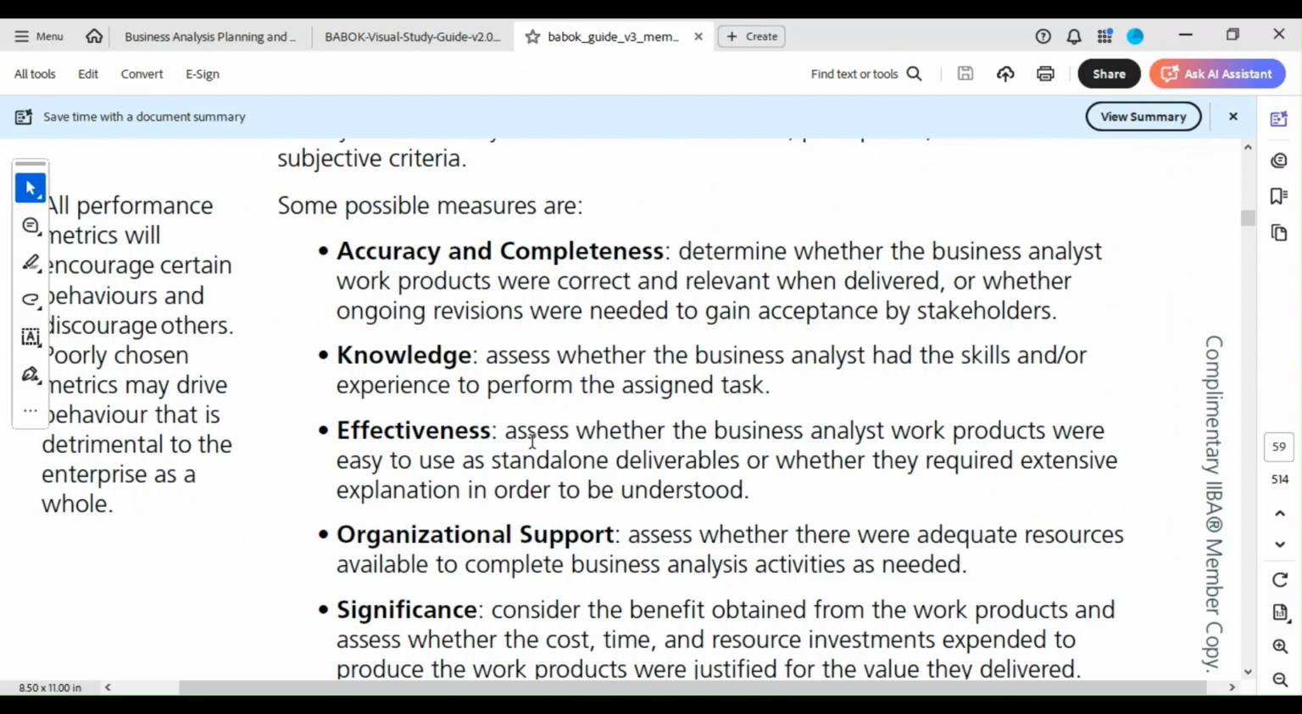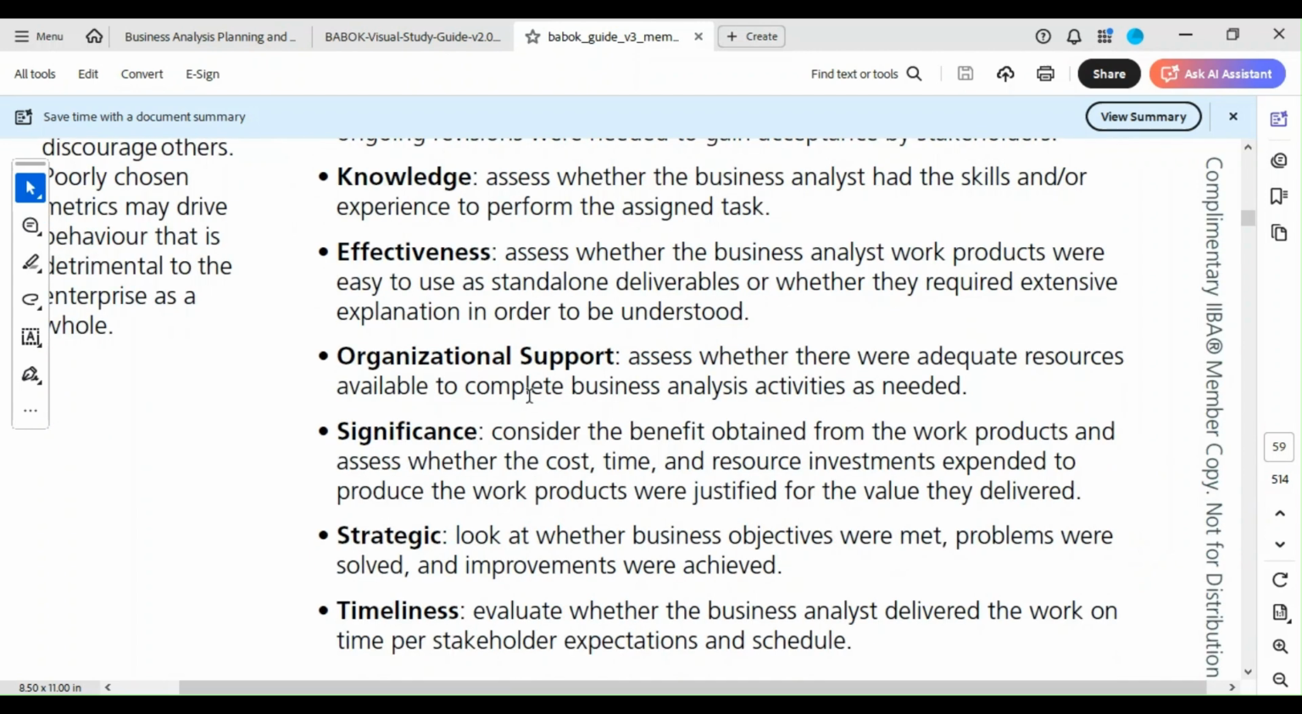Assess whether the business analyst work products were easy to use as standalone deliverables, or whether they require extensive explanation in order to be understood. When things are ambiguous or confusing, you are looking at these measures: is it effective? Do we have to rework this? Do we have to do so much to understand it?